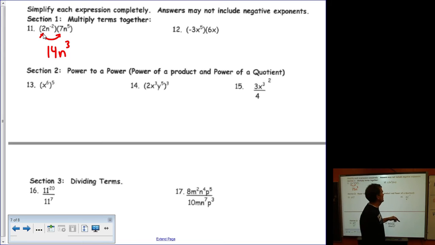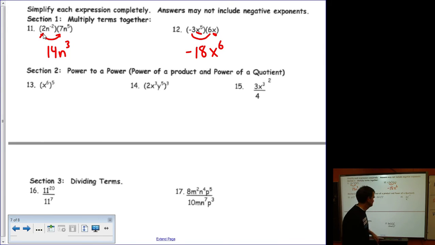In number 12, it's another multiplying problem, so I'm going to multiply the two coefficients. -3 times 6 is -18, but I'm going to add the exponents. I have 5 x's here, I have 1 x here, so 5 x's and 1 x makes 6 x's multiplied together. In the next section, I am using the power to a power rule. Here, I have x to the 6th to the 5th. The power to a power rule says I can multiply those together and get x to the 30th.